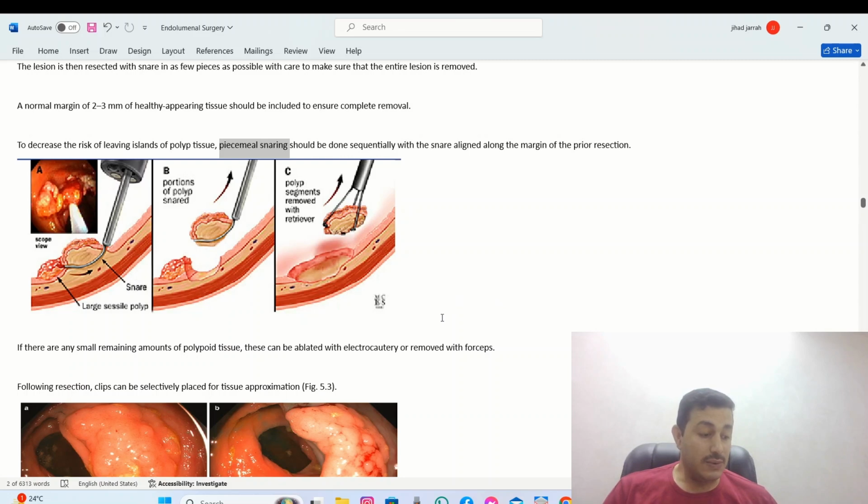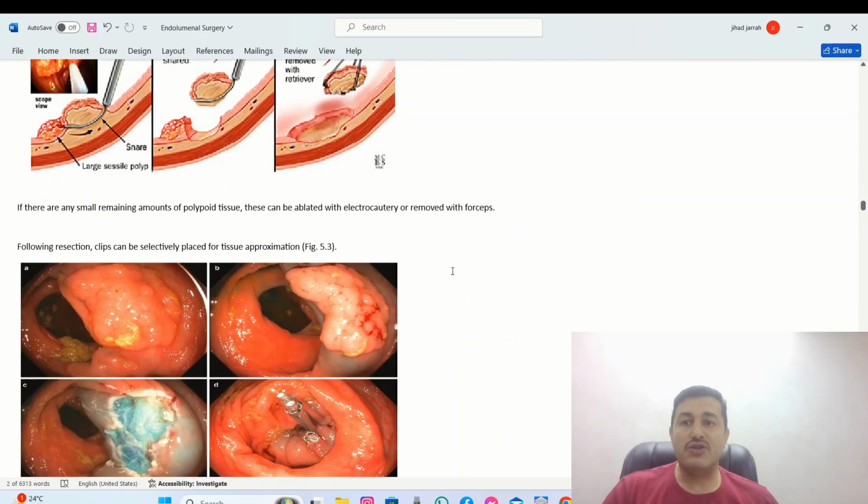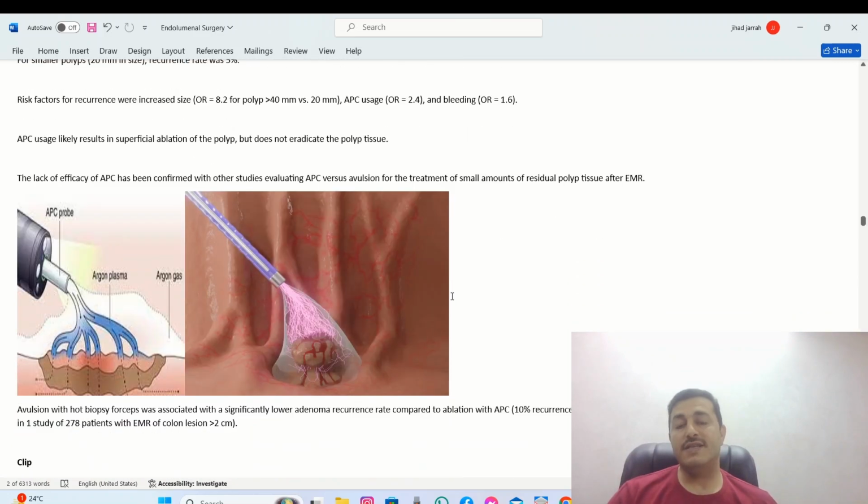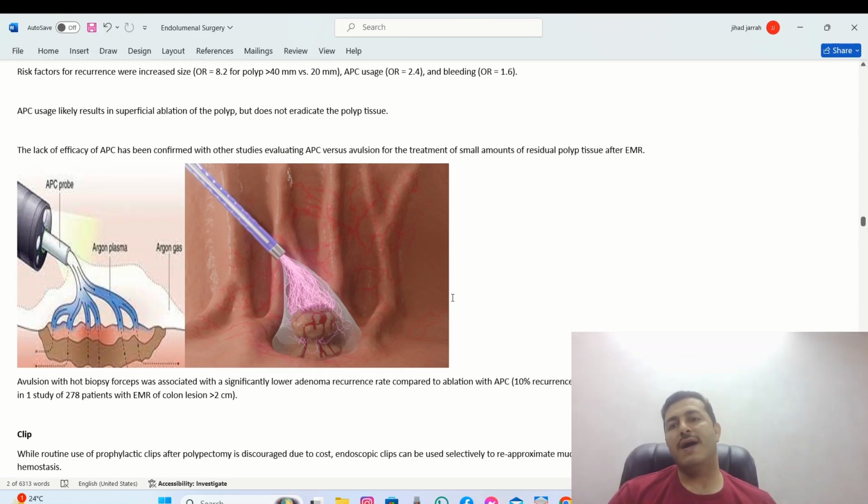What else I want to say? One of its disadvantages is that we cannot remove them en bloc as one piece, only in pieces. Yes, we have a large snare, but even it is not large enough to remove the lesion in one piece. This is the secret behind why we recommend that endoscopic mucosal resection is for up to 2 centimeters only. Sometimes they use APC, argon beam coagulation, which is not recommended during endoscopic mucosal resection because it destroys the surface of the polyp. What I can classically deliver to you is that it is not recommended and is associated with recurrence.